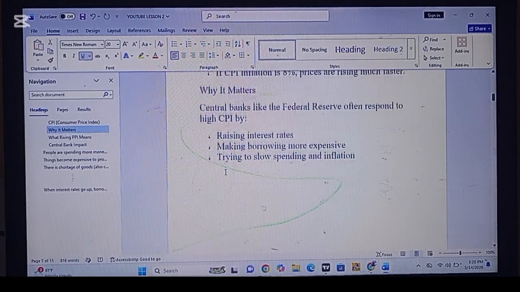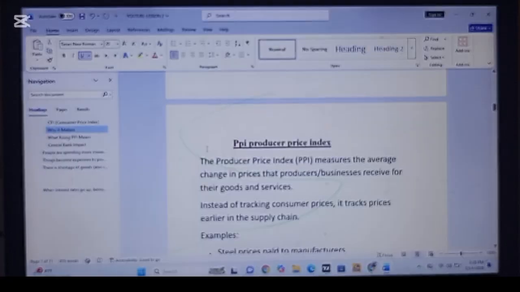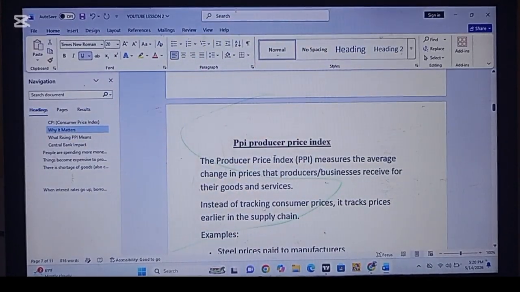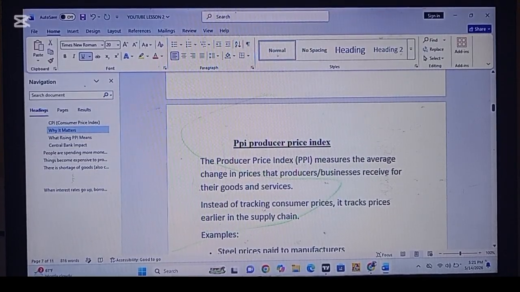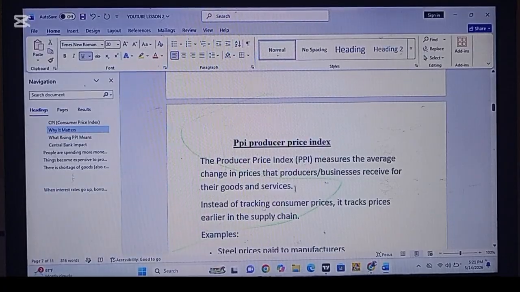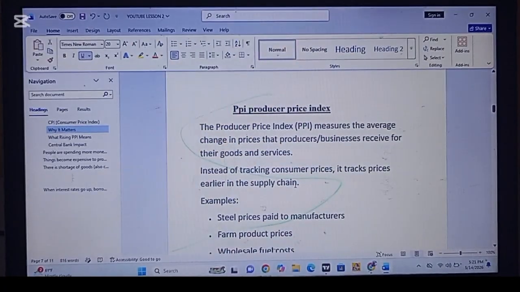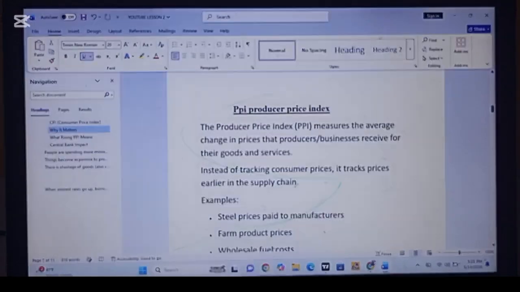So let's come to PPI, the Producer Price Index. The Producer Price Index measures the average change in prices that producers and businesses receive for their goods and services. So instead of tracking consumer prices, it tracks prices in the supply chain.